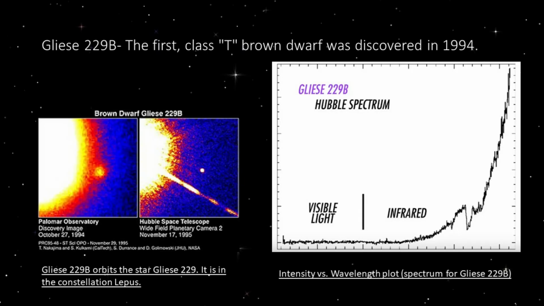So Gliese 229b is the first class T brown dwarf, which was discovered in 1994. Here you can see the Hubble spectrum of that, which shows no intensity in the visible region and suddenly peaks in the infrared region. Gliese 229b orbits the star Gliese 229, which makes it a binary system, and it is found in the constellation Lepus.